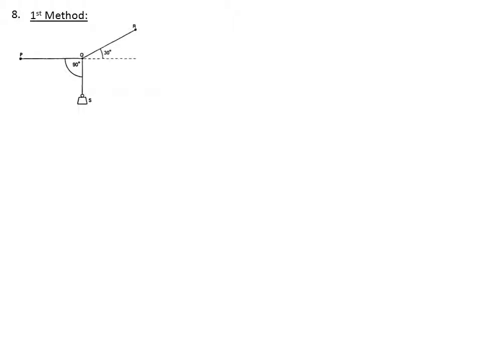Right, we focus on the forces acting on point Q. Even though the system consists of three strings with a weight, our focus is on the forces acting on point Q. So we draw a separate free body diagram that identifies the forces acting on point Q. I call the force exerted by string QR T1, and I call the force exerted by PQ T2, and I label the force exerted by the weight S as W.